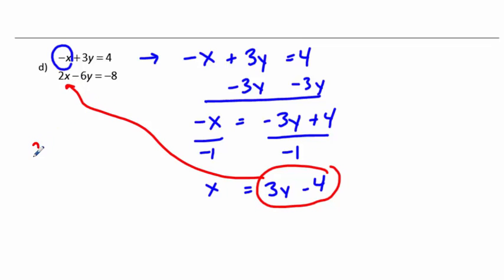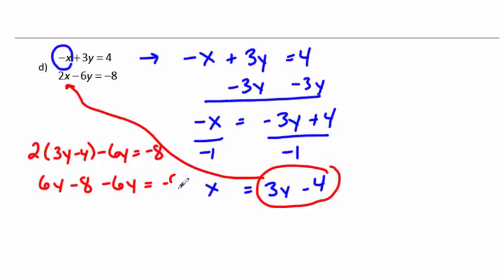Now we have 2 times 3y minus 4, minus 6y equals negative 8. Let's distribute. That's 6y minus 8 minus 6y equals negative 8. And if you combine like terms, 6y minus 6y is 0y, so no y's there. And you have negative 8 equals negative 8.